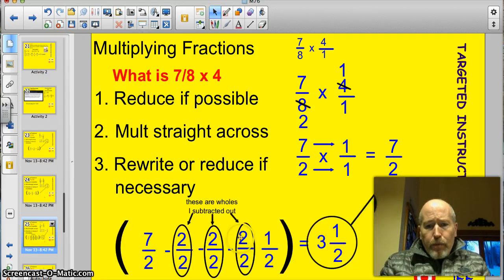So how do we do that? Well, if I take out groups of 2, because that's what a whole is, 2 out of 2, 7 minus 2 over 2, minus another 2 over 2, minus another 2 over 2, that's 3 wholes. See them? 1, 2, 3. So I've got 3 wholes, and I've got 1 left, because 7 minus 2, minus 2, minus 2, that's minus 6. Leaves you 1 left over. 3 and a half. It's the same thing as 7 halves, but it's a mixed number instead of an improper fraction.